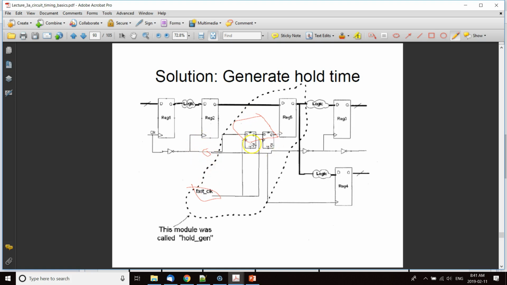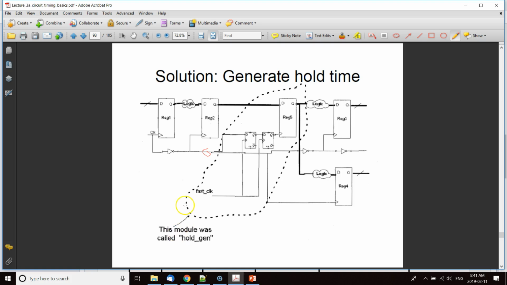I can't just sample it with one flip-flop because it could be metastable here, and as we know, metastability, especially on a clock input, is not good, right? So I'm putting it through two flip-flops. So what does that accomplish? It delays it by between 1 and 2 clock periods, right?